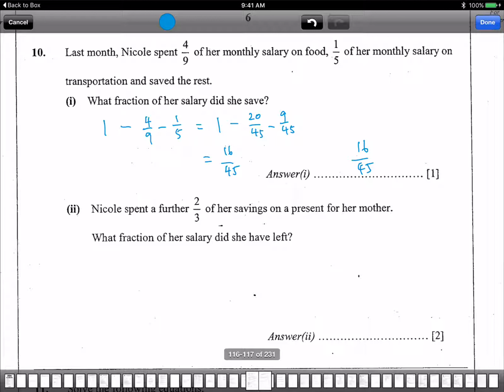Next, Nicole spent a further 2/3 of her saving on a present. What fraction did she have left? So 2/3 is spent, that means left with 1/3. So we take 1/3 times 16 out of 45. Okay, so that is another big number, which is 16 over 135, because it is 1/3 of her saving, and her saving is 16/45.